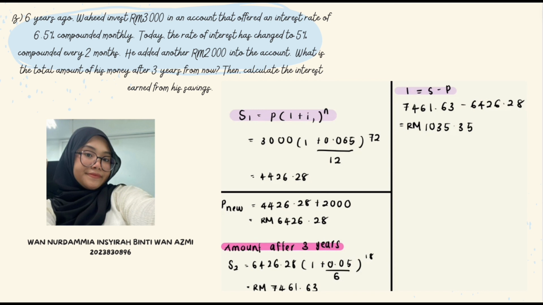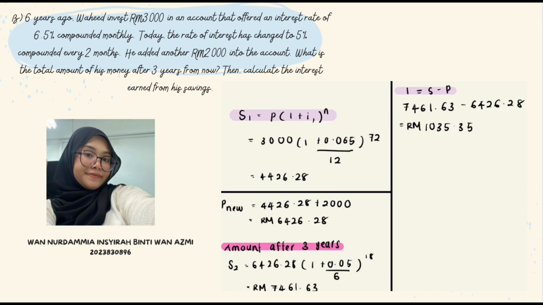Six years ago, Wahid invested 3,000 in an account that offered an interest rate of 6.5% compounded monthly. Today, the rate of interest has changed to 5% compounded every 2 months. He added another 2,000 into the account. What is the total amount? First of all, find S1 using the formula P(1 + i)^n. So 3,000 times (1 + 0.065 over 12) to the power of 72, and the answer will be 4,426.28.